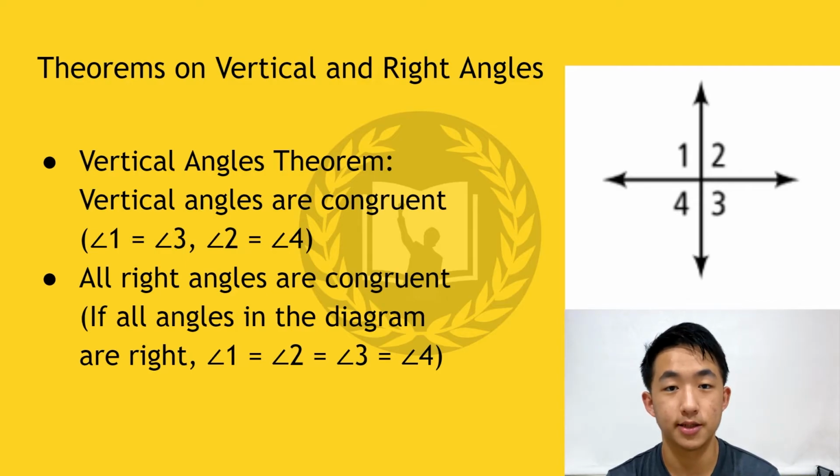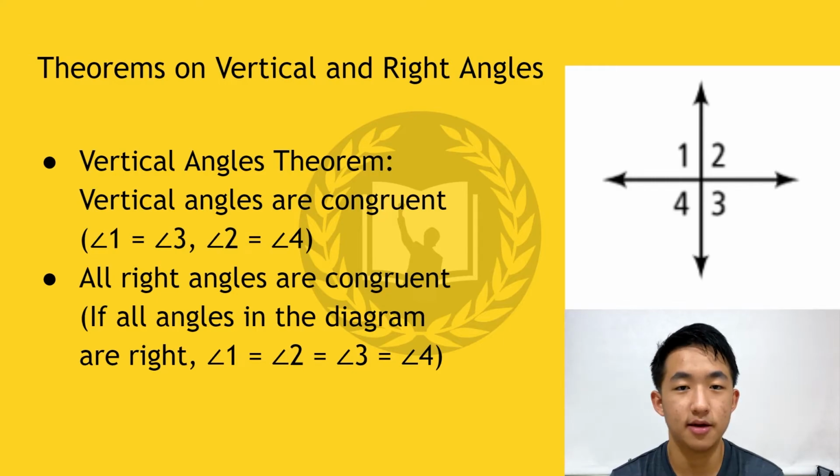The other theorem states that all right angles are congruent, which is intuitive because they all have the same degree measure of 90. And in this case, if all angles on the diagram are right, angles 1, 2, 3, and 4 would be congruent because all right angles are congruent.